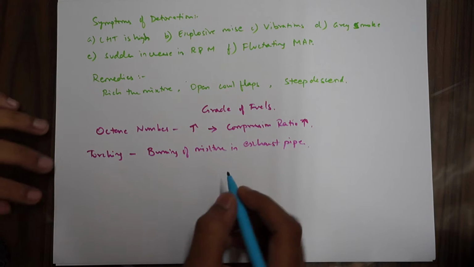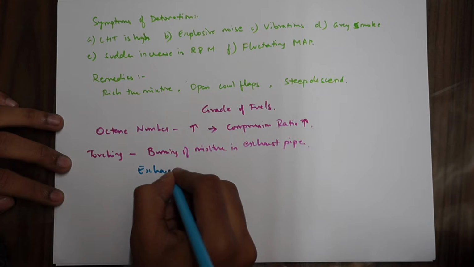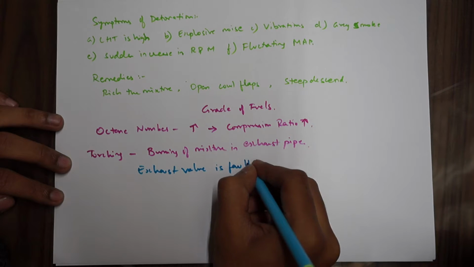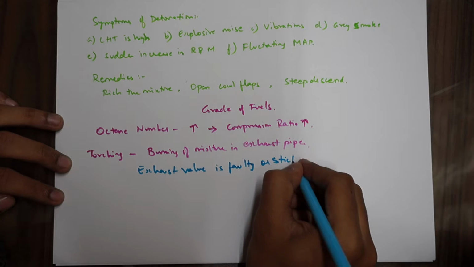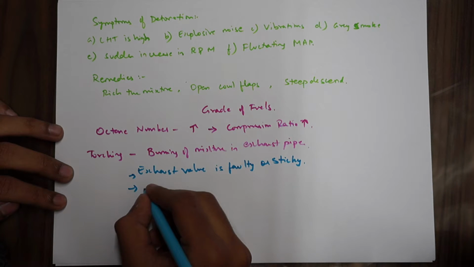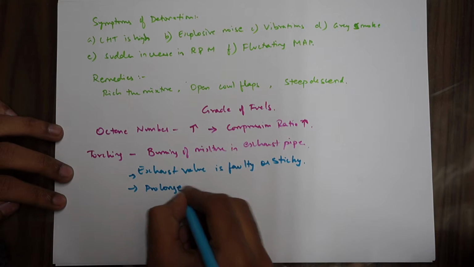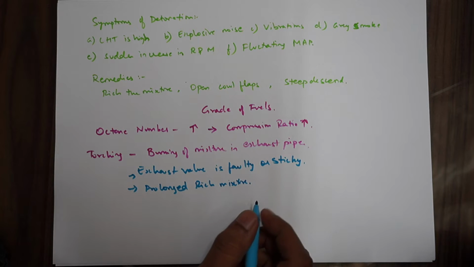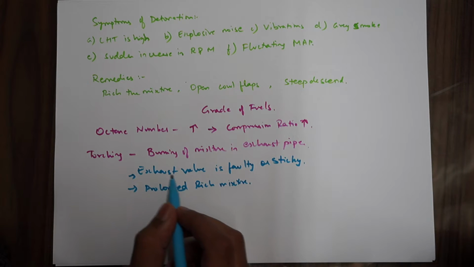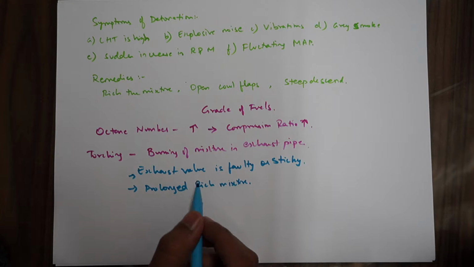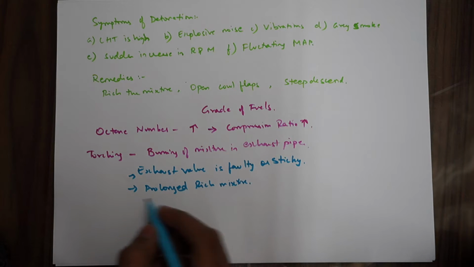Now this is due to the exhaust valve being faulty or sticky, and it is also caused by a prolonged rich mixture. If you're using a rich mixture for quite a lot of time, your exhaust pipe will torch, because there's too much fuel inside, and if your valve is already sticky or faulty, then the fuel is going to go into the exhaust pipe and it's going to burn. Okay.